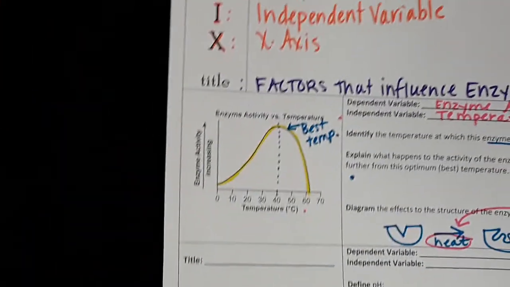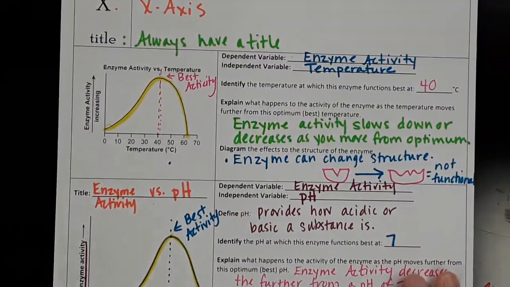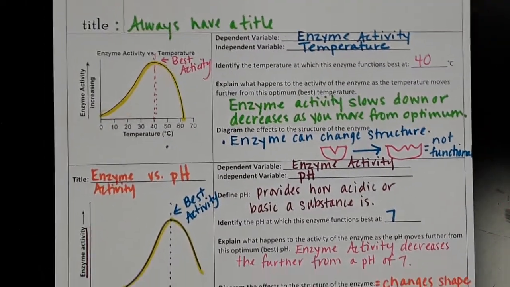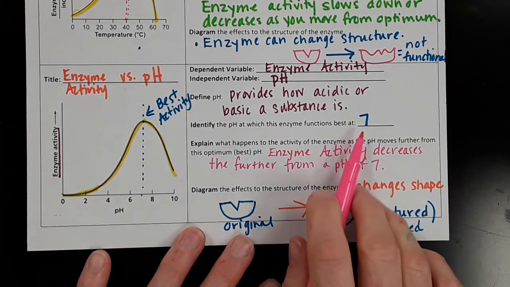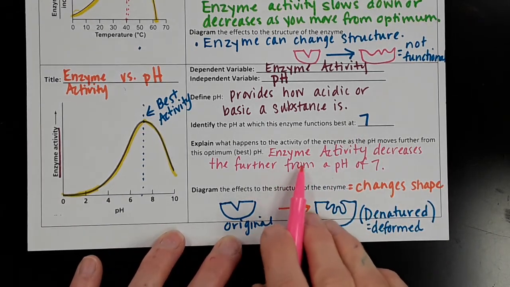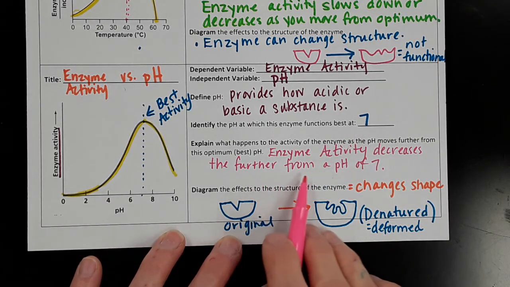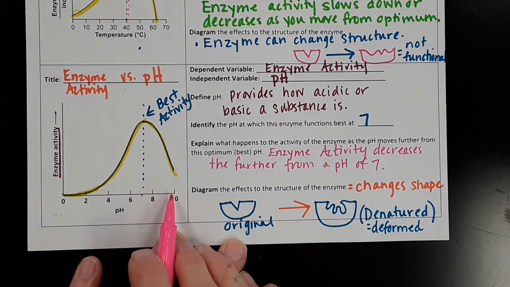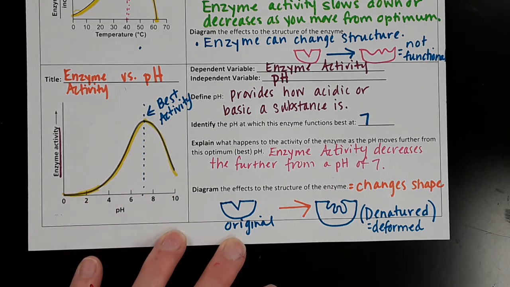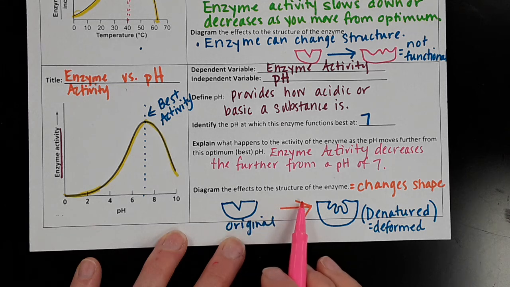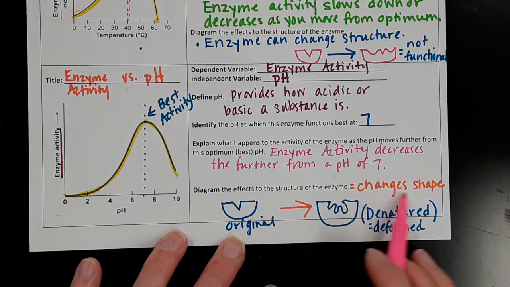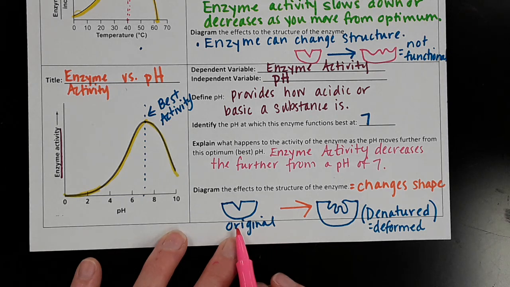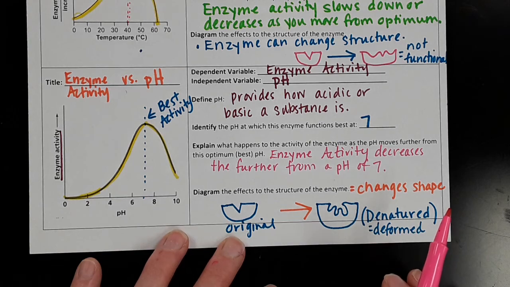Okay, so looking at that enzyme real quick, this enzyme worked best at a pH of 7. And the enzyme activity decreased the further we got from a pH of 7, so any higher than 7 or any lower than 7. And then when we diagram the effects, we saw a change in shape, that process of denaturing. And again, we went from an original shape to a deformed shape that is not functional.